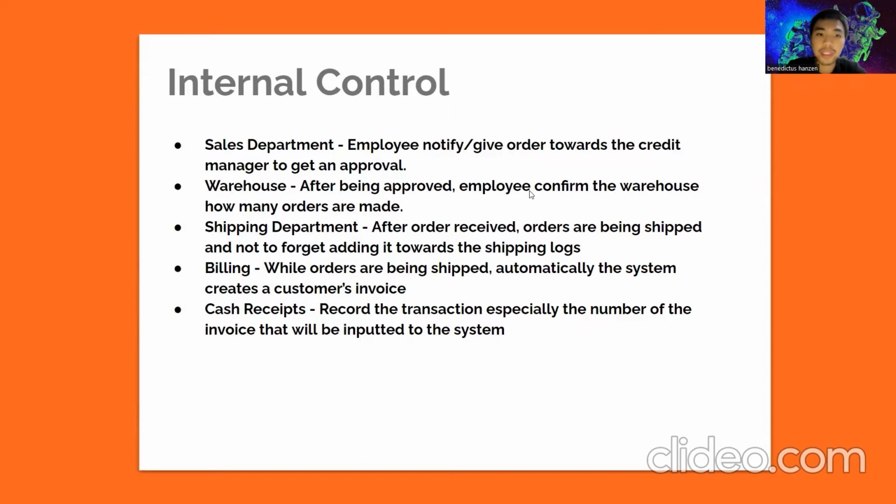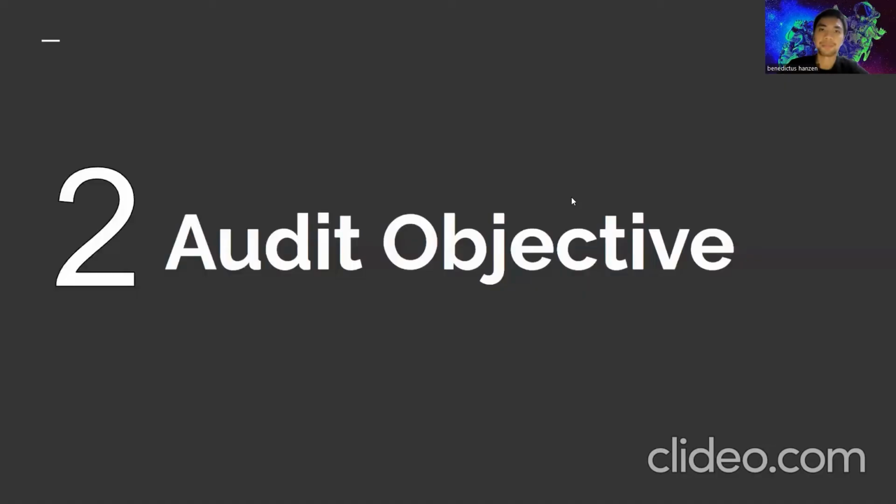The fourth procedure is the billing. While orders are being shipped, the system will automatically create a customer's invoice. And last but not least, the cash receipt. The record of the transaction, especially the number of the invoice, will then be inputted into the system. So that's for the internal control for the first question.